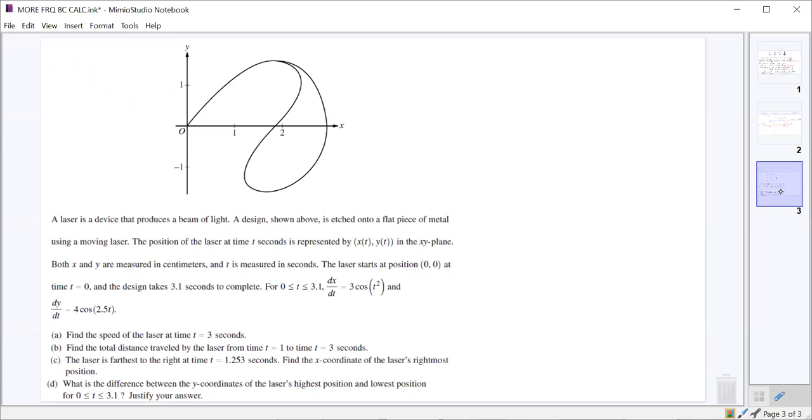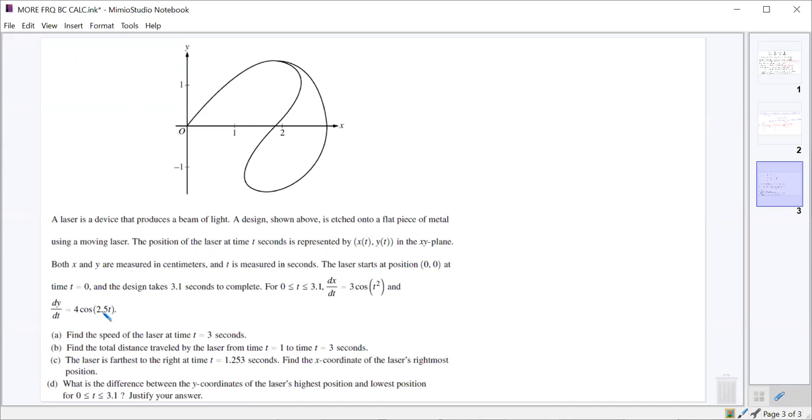So they've made this design using the laser. The position of the laser is x of t, y of t. It starts at 0, 0 at t equals 0. Does this whole design in 3.1 seconds. The dx dt and the dy dt are given to us. We want to find the speed of the laser at t equals 3.